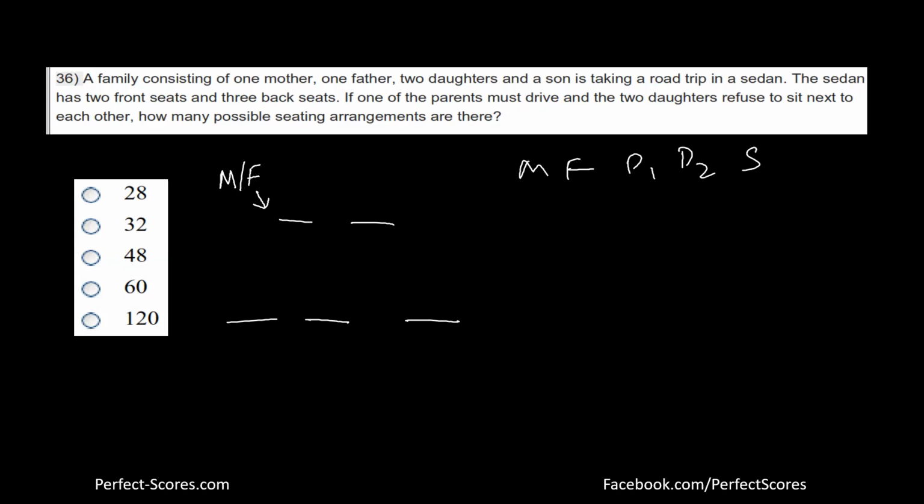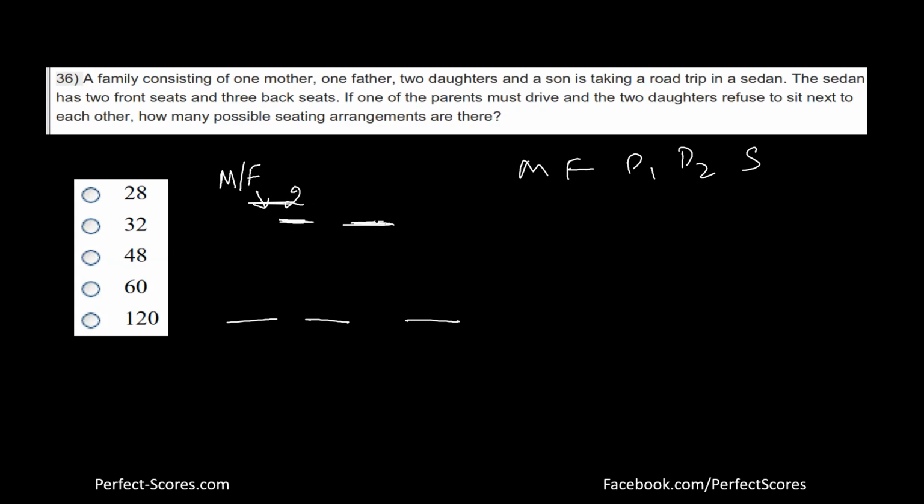So if two daughters refuse to sit next to each other, of course a mother or father has to come here, but let's think about daughters. That means one daughter can come here, and of course the son can come here. Okay, so what I will do is start according to the seats. How many ways can a person sit here? Two ways, right?